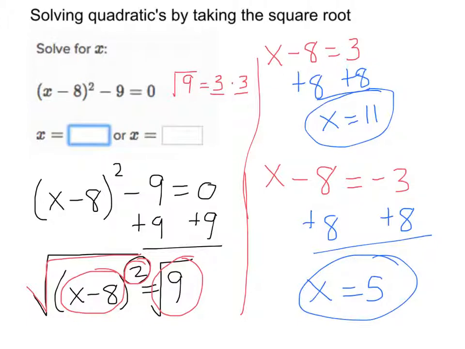Now let's review. Why did I get two answers? Well, this is a second degree polynomial, which means you'll get a max of two answers, but you might only get one or none. And so my two answers are 11, so I'll put 11 here, and my other answer was 5. I don't know why I said 8. So I got 11 and 5.